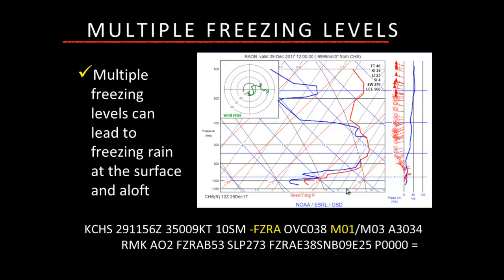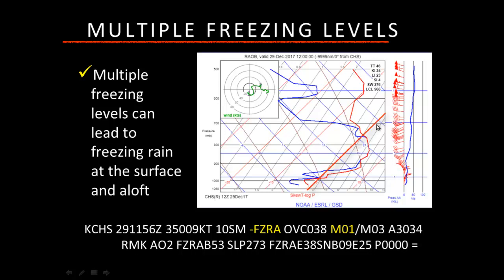And then also you have the possibility of finding multiple freezing levels. This is real important because multiple freezing levels can lead to a freezing rain event. So you can see in this case, I saw that there was a freezing rain situation out of Charleston, South Carolina, with a surface temperature of -1. So I pulled up the Skew-T Log P diagram, in this case a radiosonde. R stands for radiosonde observation. And then you can see that there are definitely two freezing levels.